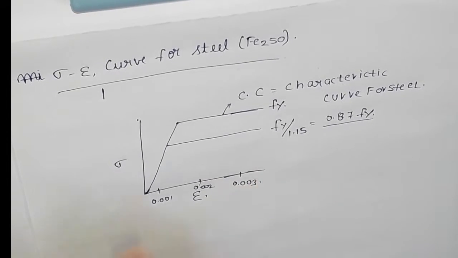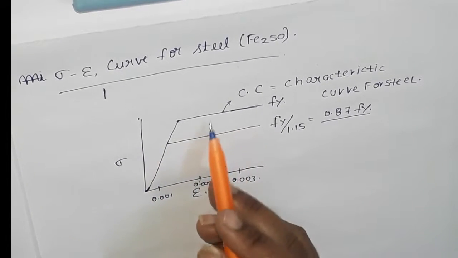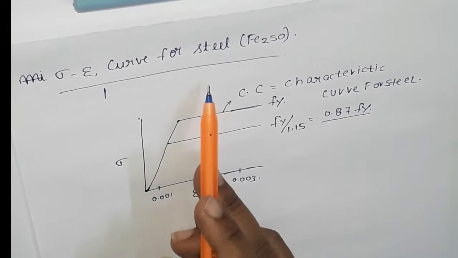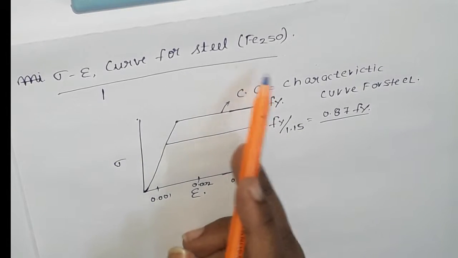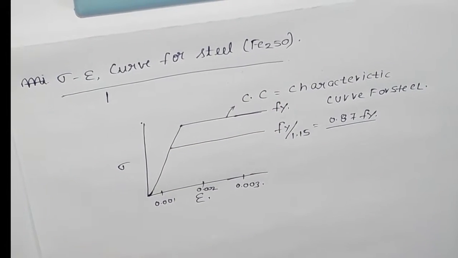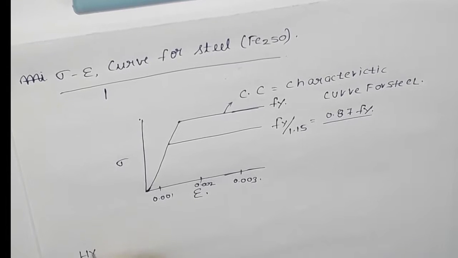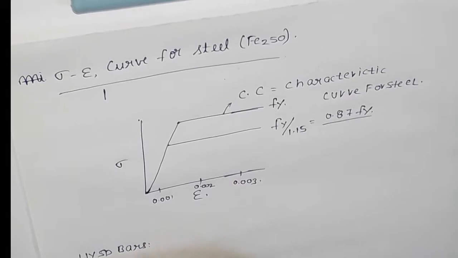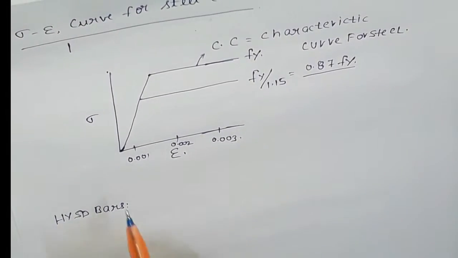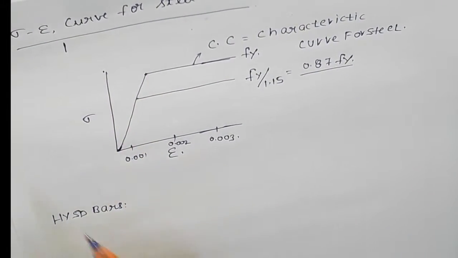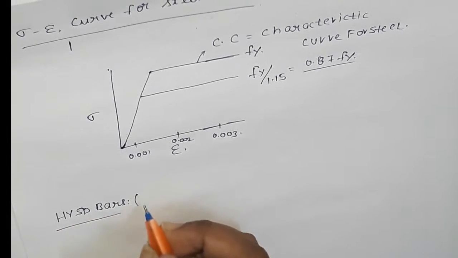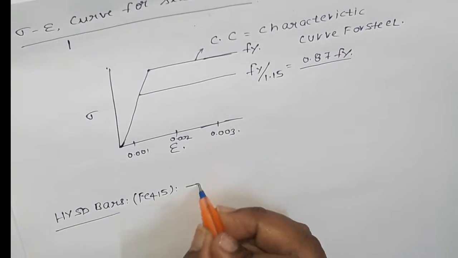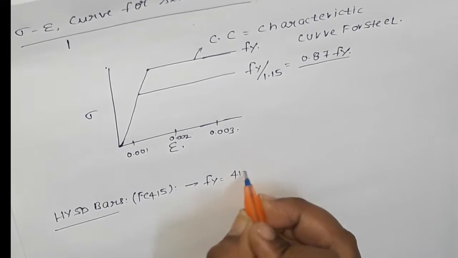And so on. So usually we are going to get only two curves, whereas in concrete we make some assumptions, but in steel we are not going to make any assumptions. Now coming to HYSD bars, most frequently we are going to consider only HYSD bars, because mild steel has less tensile strength when compared to HYSD bars. So for HYSD bars, Fe 415, obviously Fy is going to be 415.